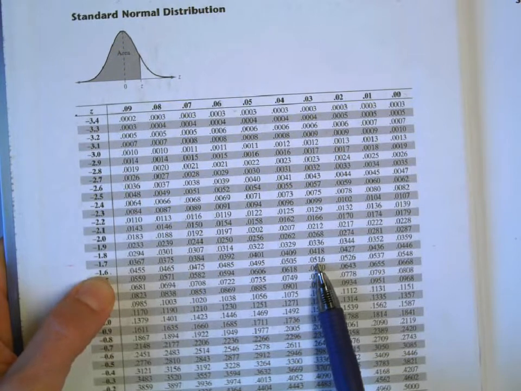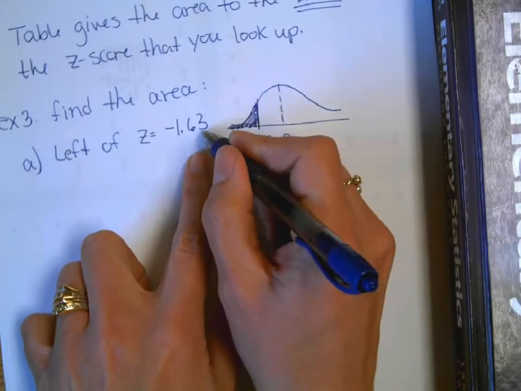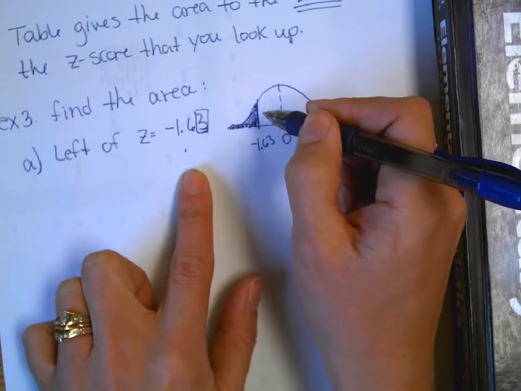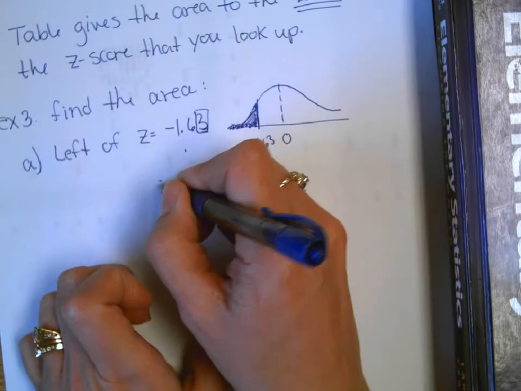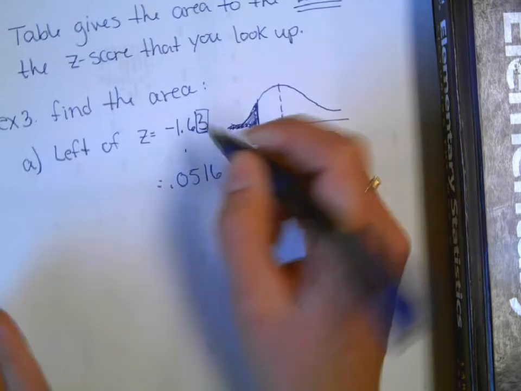Where did the 0.03 come from? How do you do that? I asked for 1.63. See how the 3 is over in the hundredths place? That top row is giving you the number that's over here in the hundredths place. Does that make sense or not? Yeah. So what was it? 0.0516. Okay, try another one.